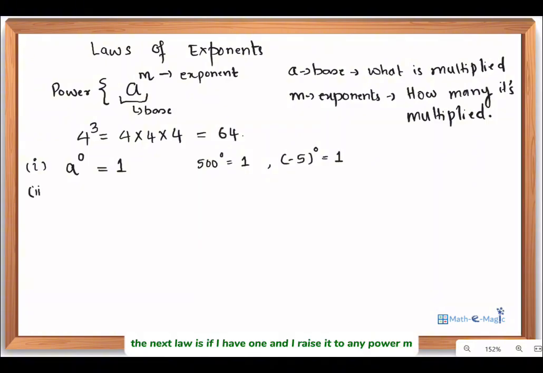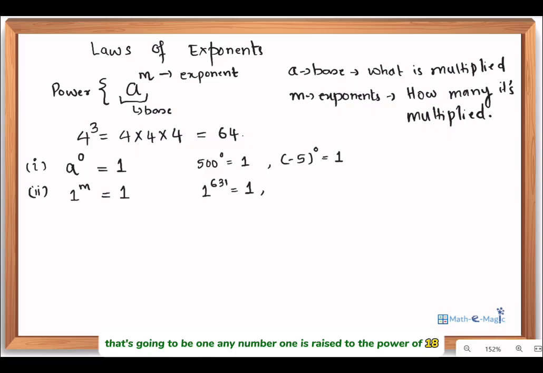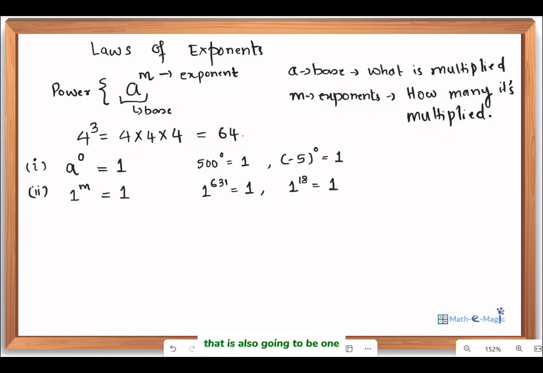The next law is, if I have 1 and I raise it to any power m, that answer is also going to be equal to 1. That m can be any number. If I have 1 to the power of 631, that's going to be 1. 1 raised to the power of 18 is also going to be 1. So 1 to the power of any number is equal to 1.